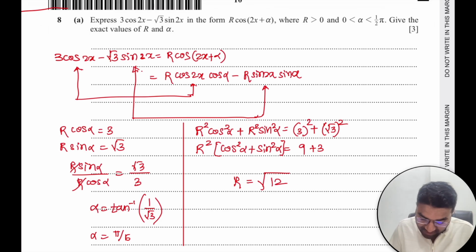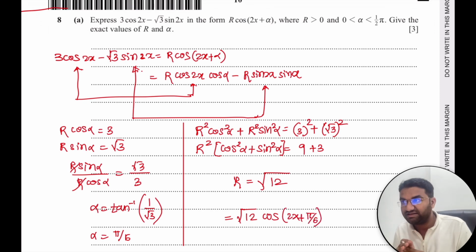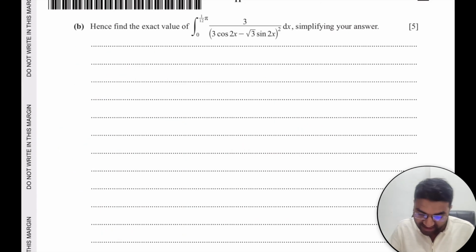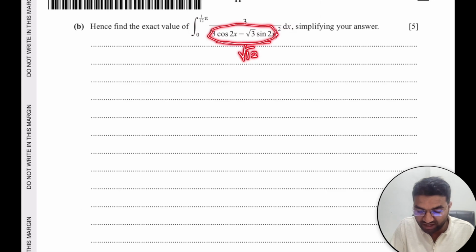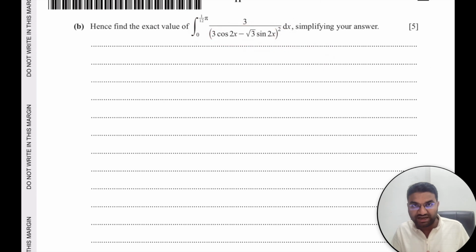So we will get the value as root 12 cos(2x + pi by 6). That's the answer we got. Fine. Then the second part: hence find the exact value of the integration from 0 to pi by 12 of 3 upon bracket 3 cos 2x minus root 3 sin 2x bracket squared dx. So here you have to substitute the previous value. We got root 12 cos(2x + pi by 6) for this part, isn't it?